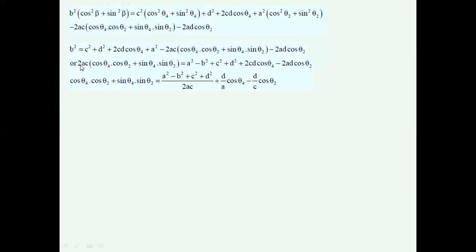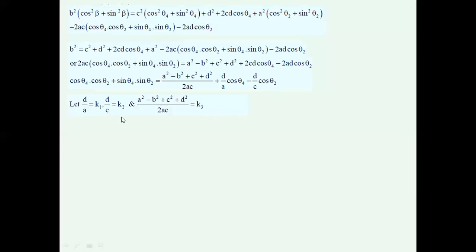Now I will send this 2 times AC towards the right-hand side. So this term is written as it is, cos theta 4 into cos theta 2 plus sin theta 4 into sin theta 2, which is equal to a square minus b square plus c square plus d square whole divided by 2 times AC, plus 2 times CD into cos theta 4 divided by 2 times AC. So the 2 and the C get cancelled out. So we'll get d by a into cos theta 4 minus, again you send this 2AC over here, so the 2 and A get cancelled out, you'll get d by c, so minus d by c into cos theta 2.